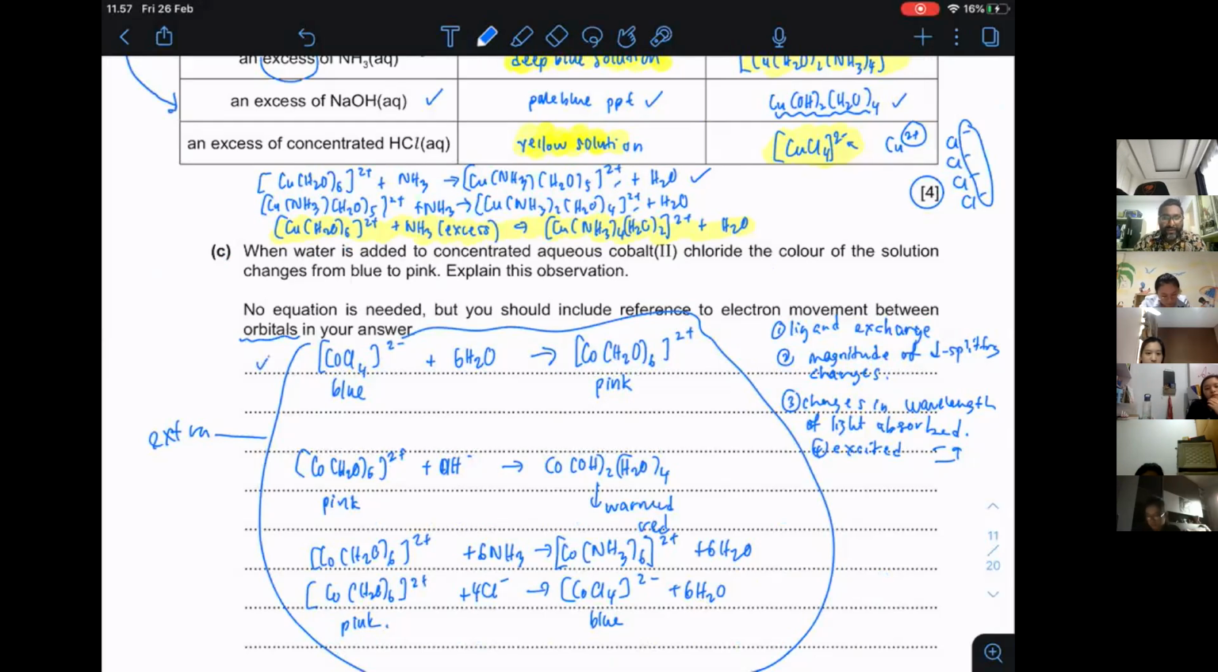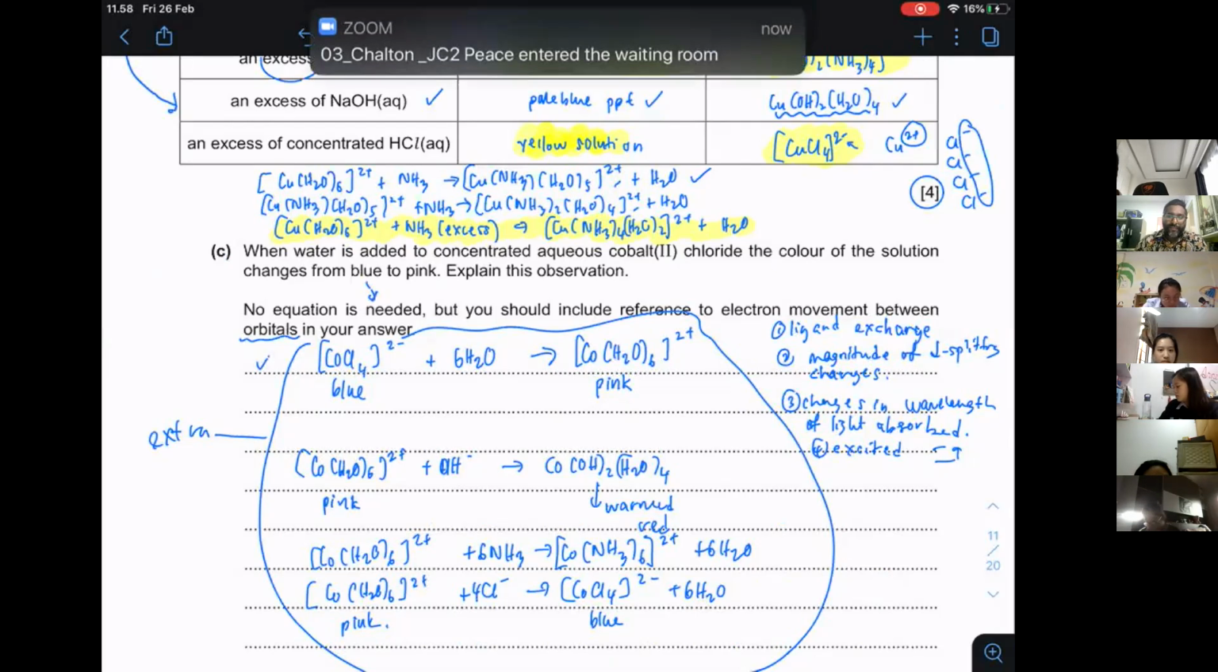But later, only when I read the question, I saw, oh, they do not want the equation. What they want is they are trying to relate the color change, cobalt to chloride. It changes from blue to pink. We need to explain this observation, but no need for an equation. So whatever I wrote over there is actually extra notes for you. But you need to include the reference of electron movement between the orbitals.